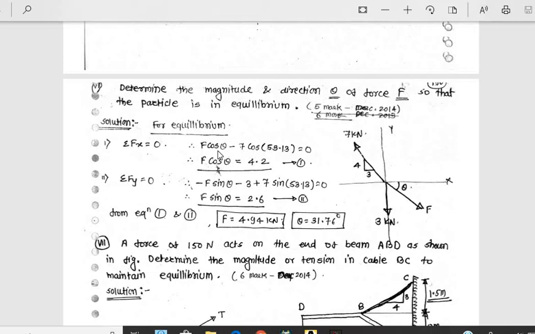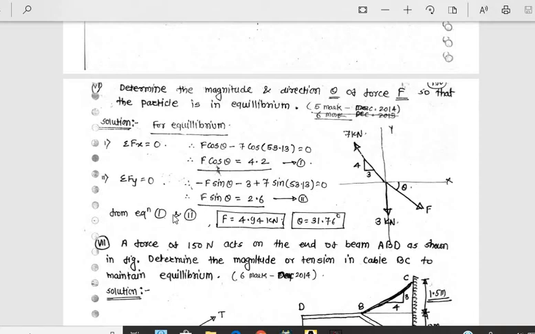Okay, so just do the resolution. F cos theta minus 7 cos 53.13, and this other one is the vertical force, no need to resolve, is equal to 0. Therefore F cos theta is equal to 4.2, equation number 1. Fy is equal to minus F sin theta minus 3. This we have to take as vertically downward, so minus, plus 7 sin 53.13 is equal to 0. Therefore F sin theta is equal to 2.6.